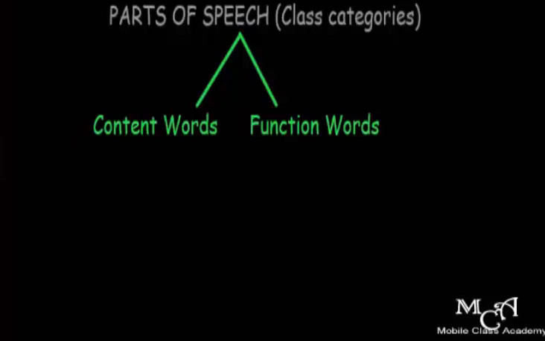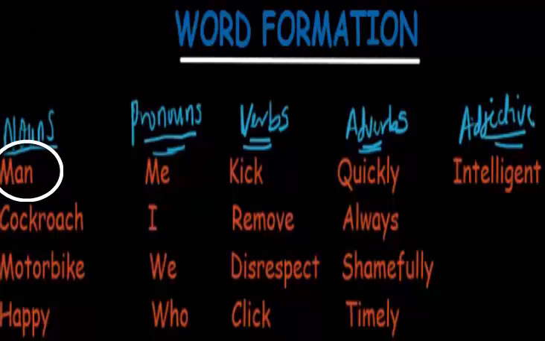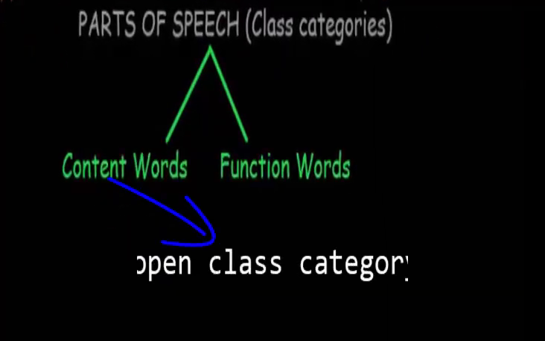We mean morphemes that have meaning. For example, if we have the word man, cockroach, motorbike, happy, these are content words. In other words, they have meaning. Another name for content words is open class category. Why are they called open class category?